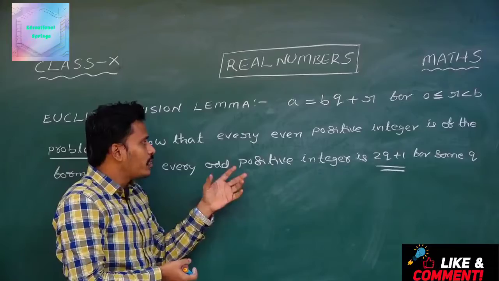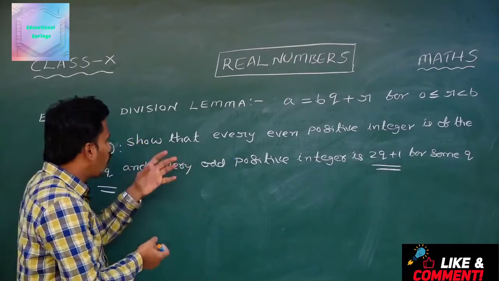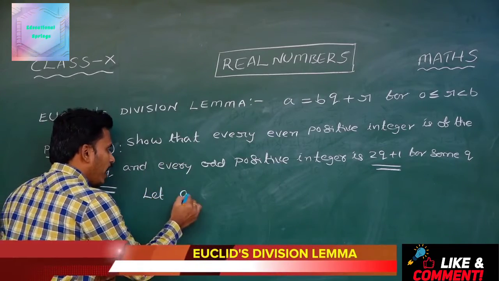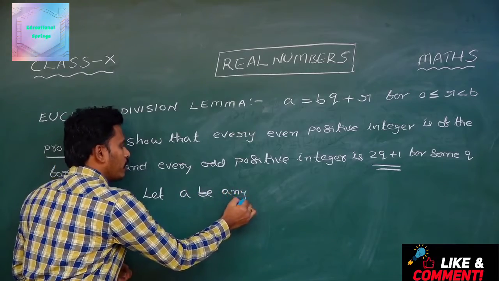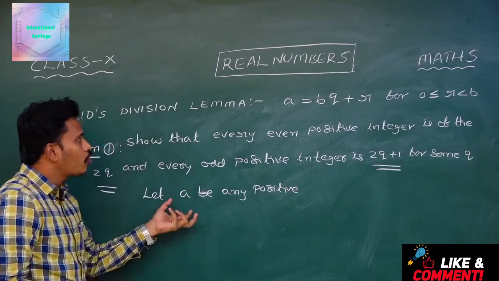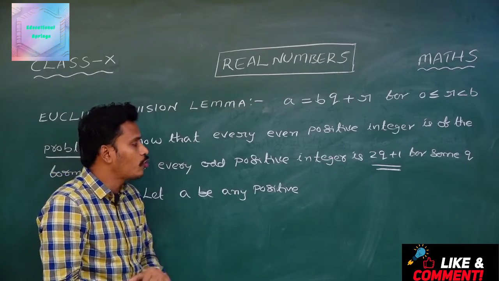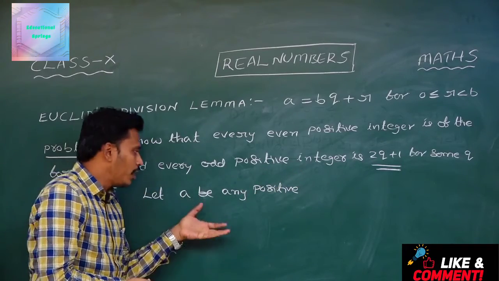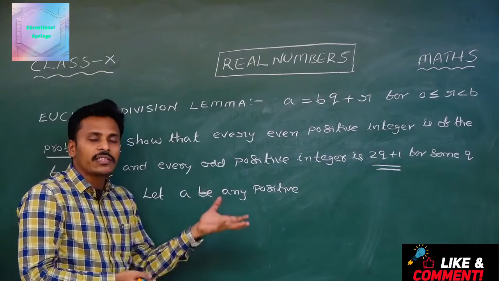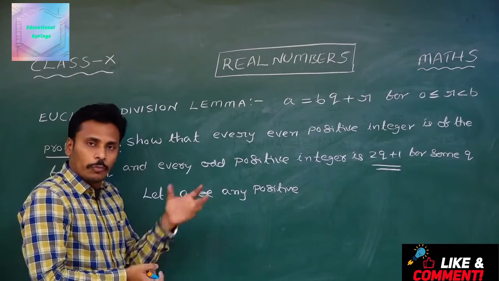So to prove this, initially we need to have a positive integer. So we are going to utilize Euclid's division lemma. That's why we let a be any positive integer. If that a is even, then we need to prove that a is of the form 2q. If that a is odd, then we have to prove that a is of the form 2q + 1. Initially, we don't know whether a is even or odd. Just a is any positive integer. And we are going to utilize Euclid's division lemma to prove this property.